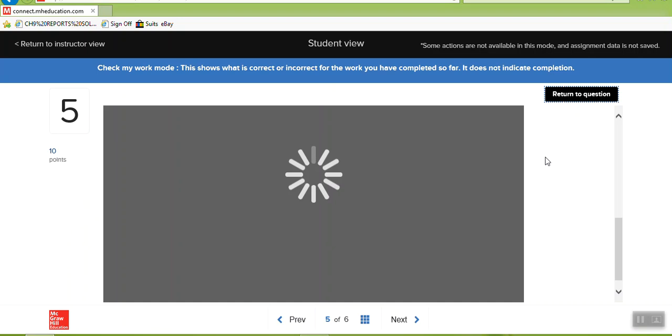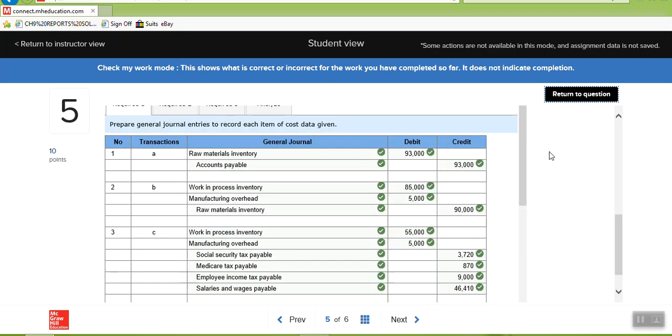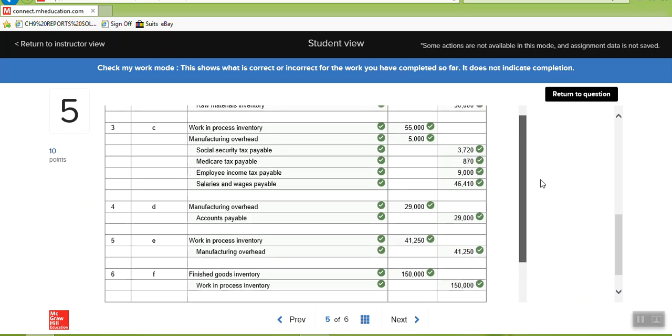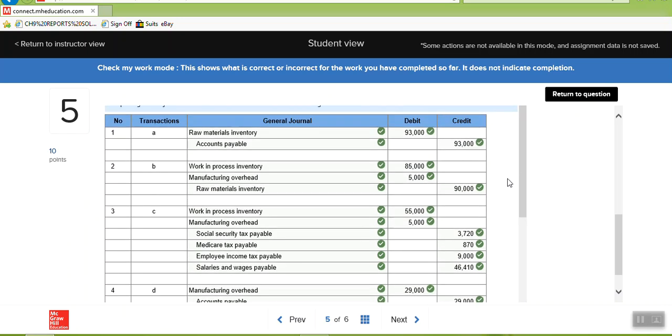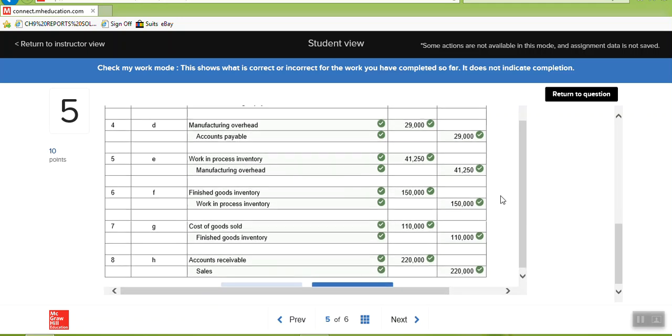And that Connect's not going to do something quirky like it's been doing lately. All right, that looks good. So that's what yours is going to look like. You should have an entry for each one of these amounts.